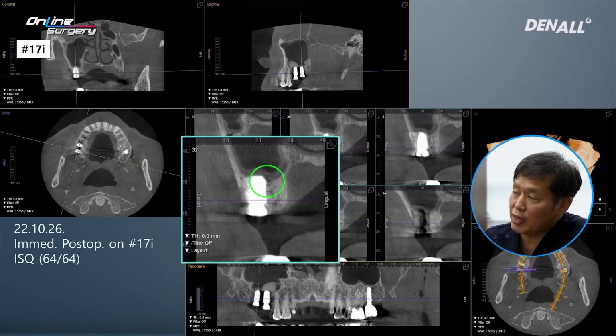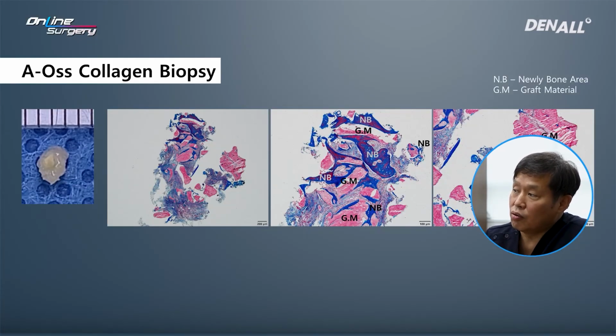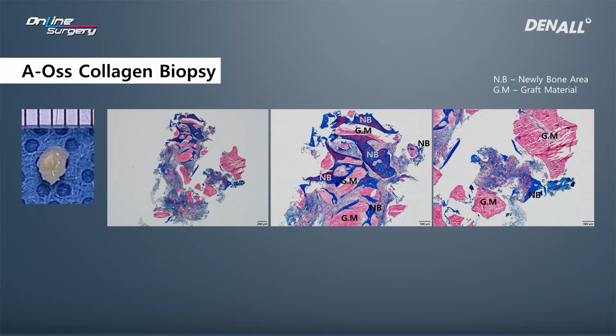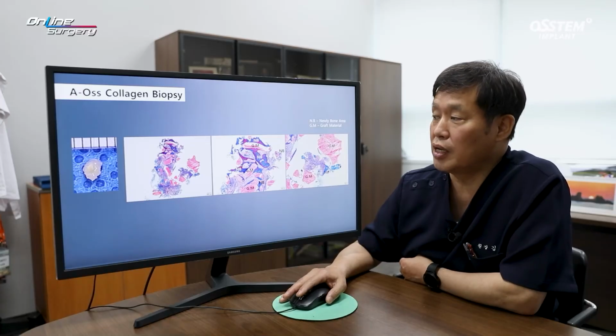On the palatal side, the implant top is within the sinus slightly. As the surgery was done, AOS collagen, which was used for socket preservation, was harvested using a trephine drill for biopsy. You can see in blue there's new bone formation. You can see that new bone formation was achieved after doing socket preservation using AOS collagen.